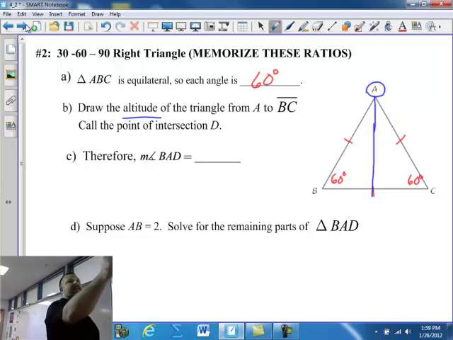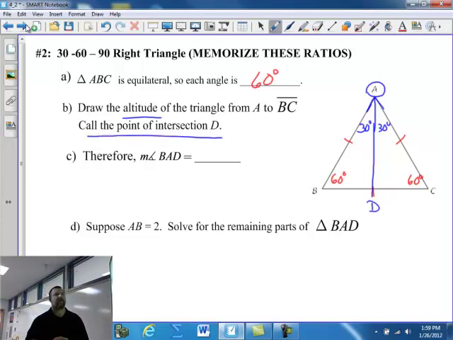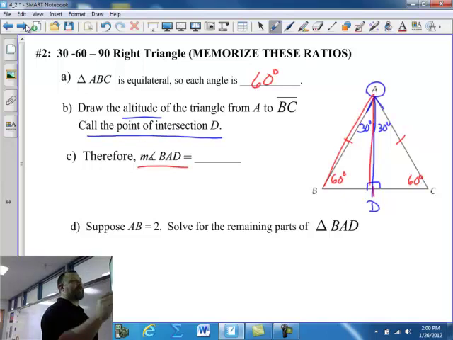Number one, it bisects this angle. So that 60-degree angle is now what? 30 degrees. Oh, and by the way, I was supposed to label this D according to my directions. The altitude also makes it perpendicular. Is that true every time? Yes, that's the definition of an altitude. But it doesn't always break the angle at the top. But it does for this triangle, because it was equilateral. Angle BAD is 30 degrees.